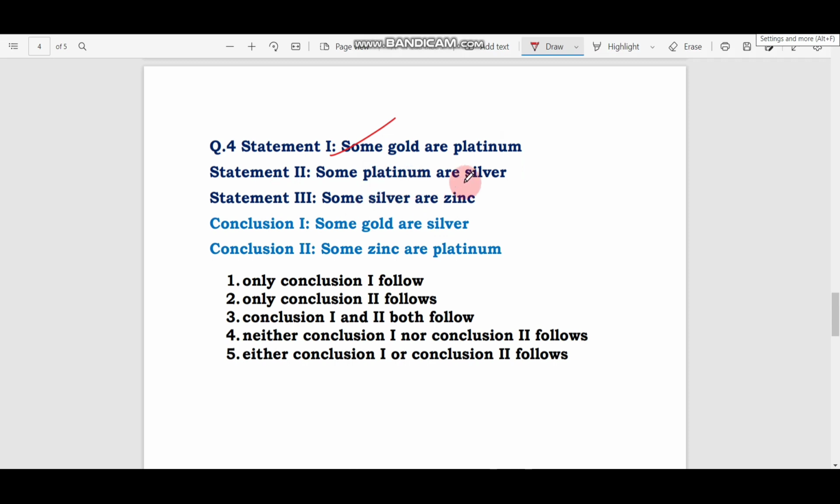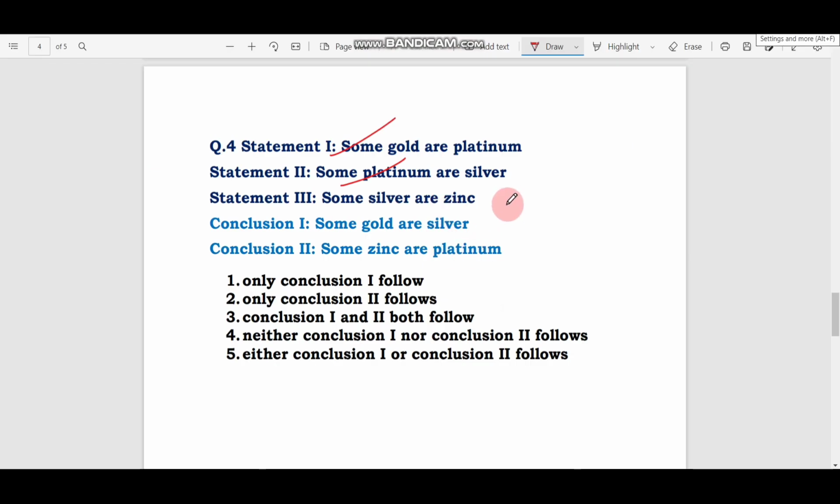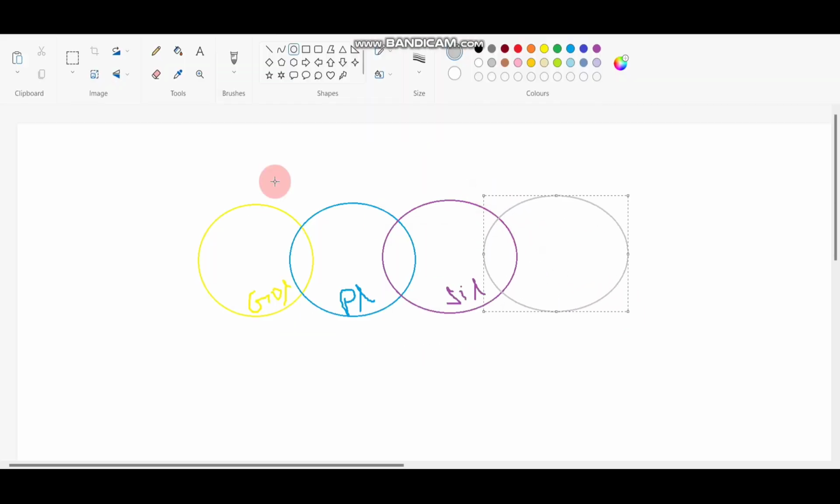Now, the next statement is some platinum are silver. So let's draw this. We can draw like this. Suppose this is the silver. Now this is also done. Some silver are zinc. So how to draw that? For zinc we will use this color. So some silver are zinc. Here we will write zinc.